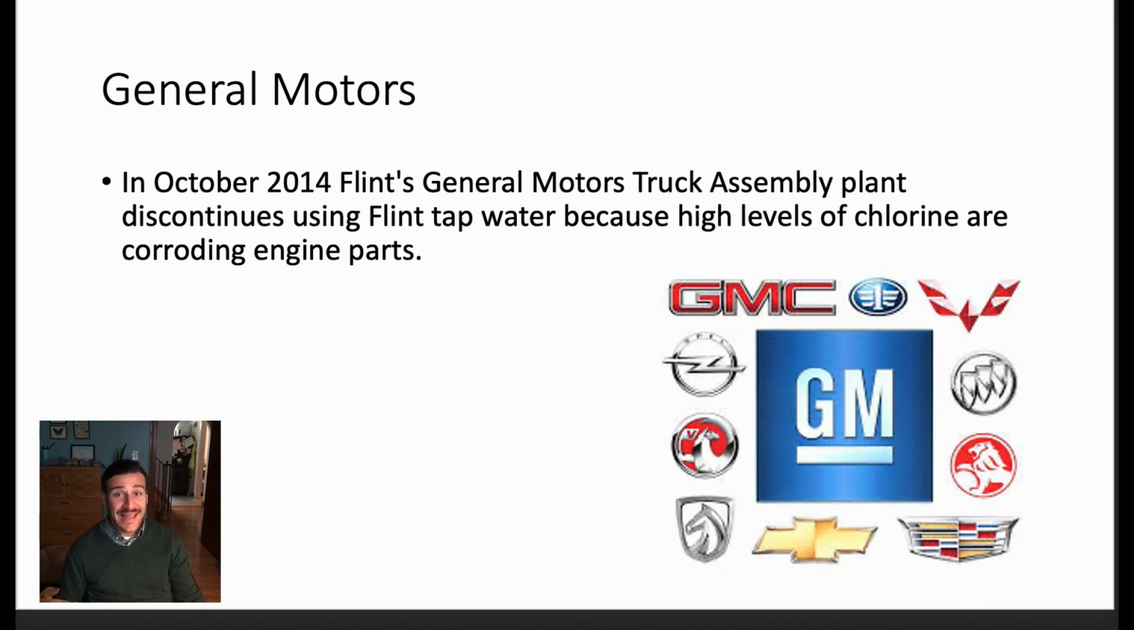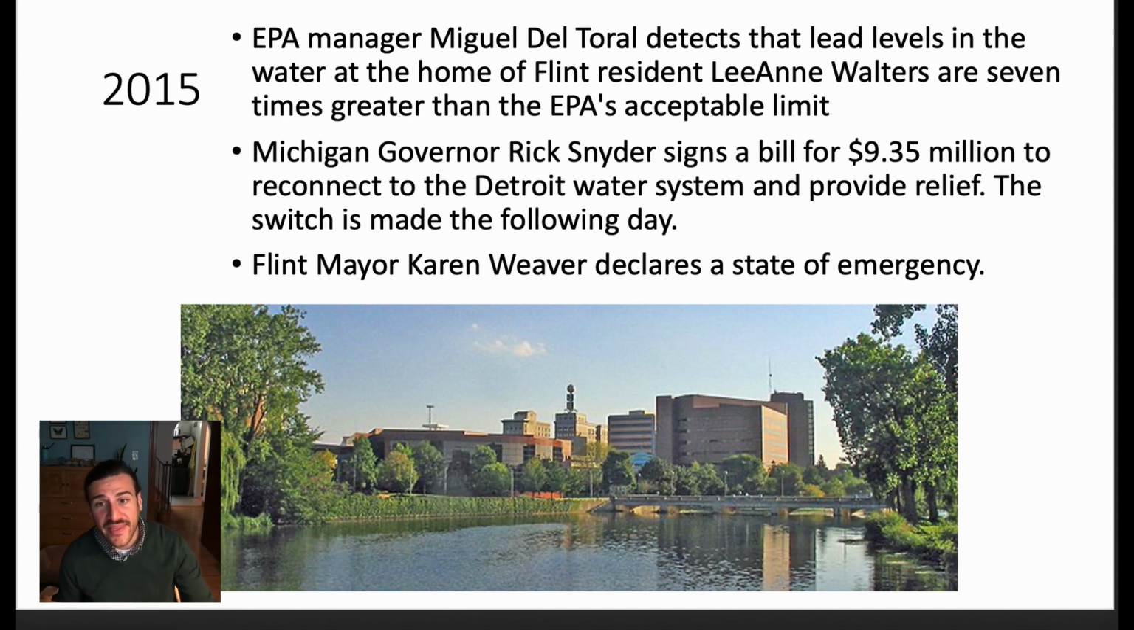It's pretty crazy that a GM plant stopped using the water, and you're still going to expect people in their own homes to drink and bathe in this water, if GM's not even using this water for the production of engines. In 2015, the EPA gets involved, and there was a nearly $10 million bill to reconnect the Detroit water system and provide relief. The switch was made the following day. However, remember, the actual source of the water wasn't the true source of pollution. It was the pipes, right? And much of this lead was leached out of the pipes by the corrosive Flint water.